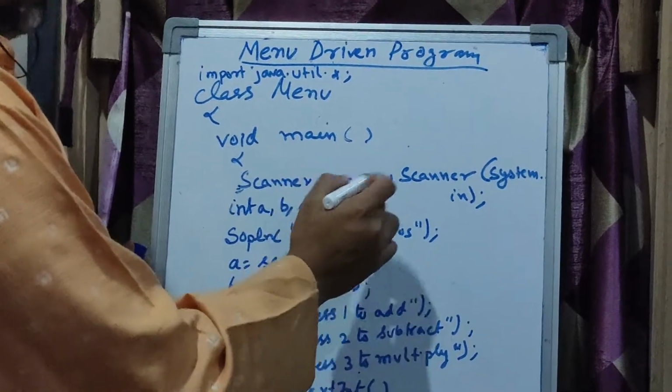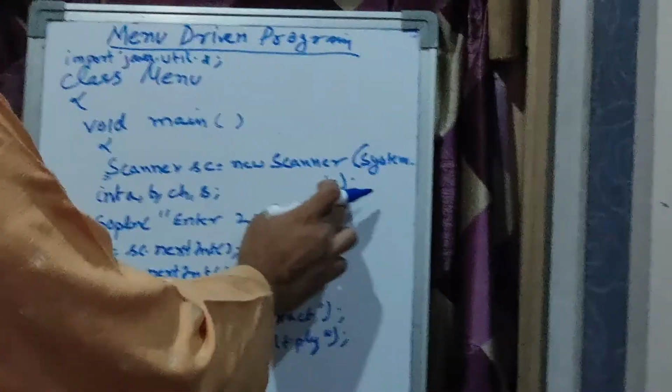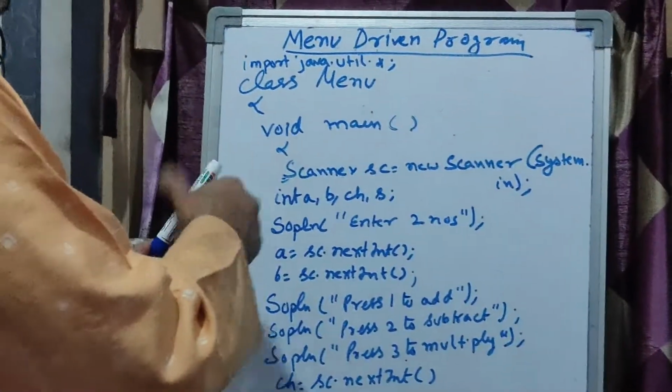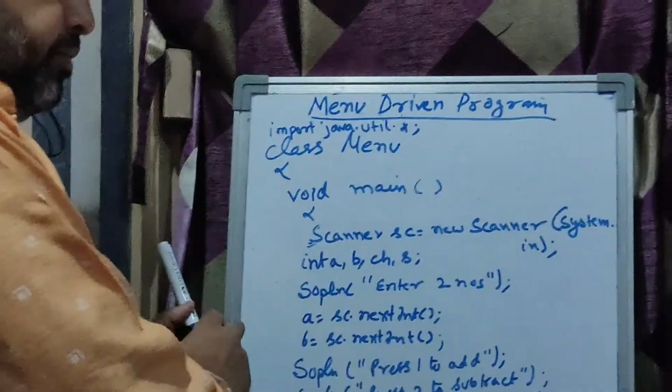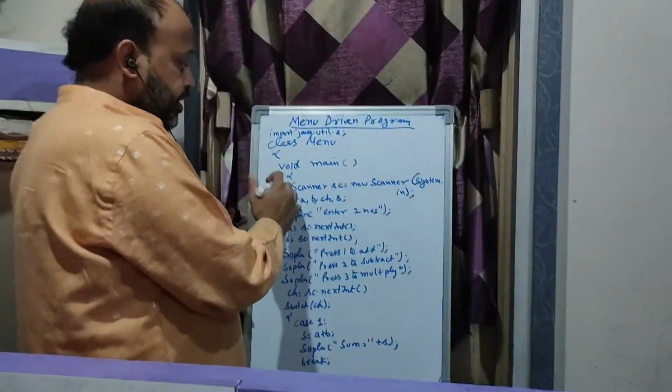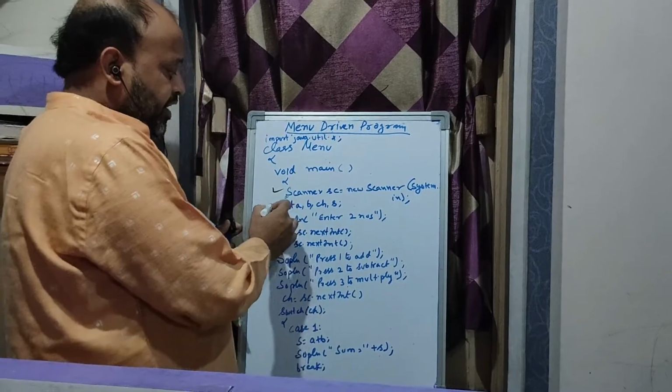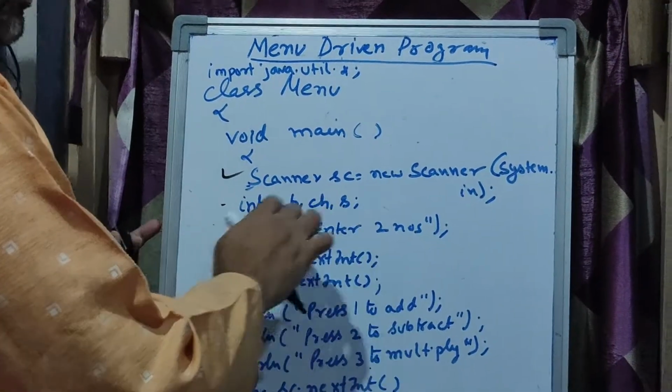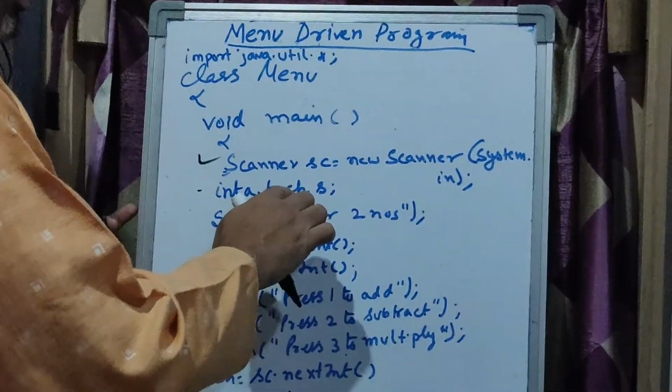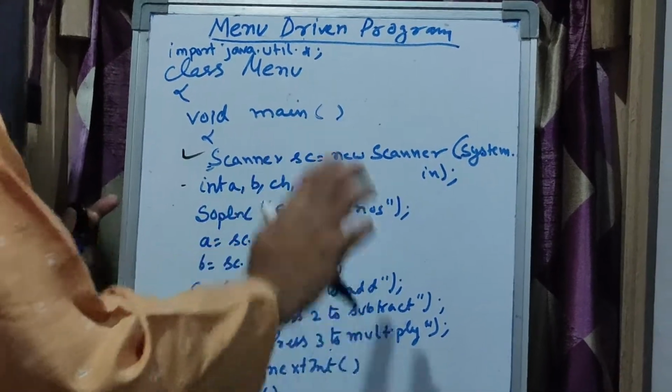This line: Scanner sc = new Scanner(System.in). You can have any name other than sc, right? So this line is needed. Next, I have declared variables a, b, c, h and s. a and b will be my two numbers, ch will be my choice and s will hold my answer.